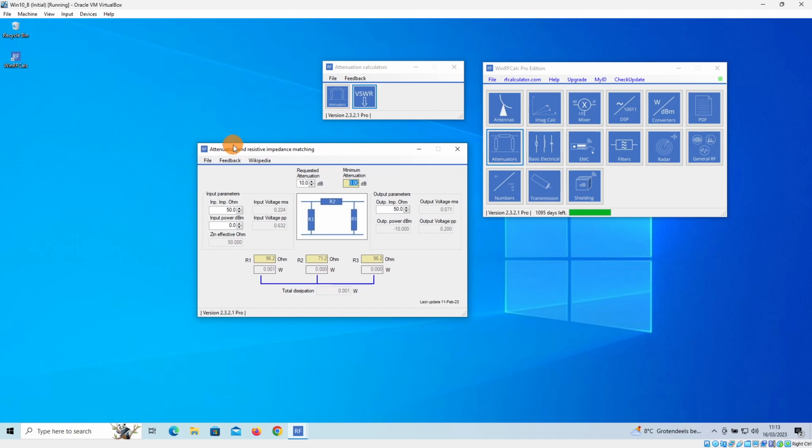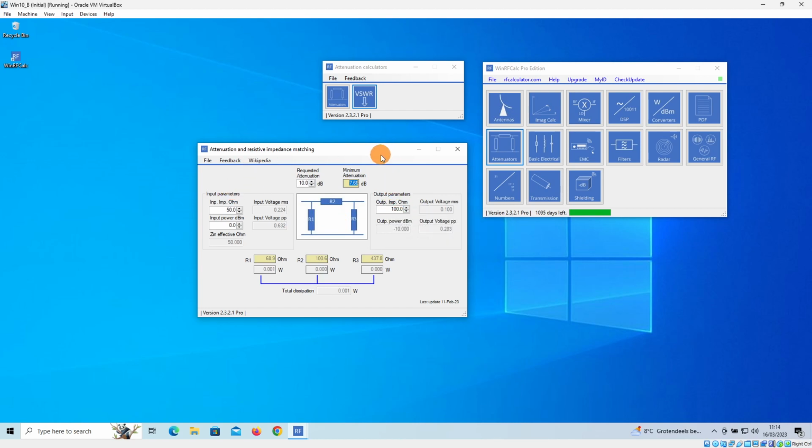This is the attenuation and resistive impedance matching calculator. This is the input side, and here you find the output side. On the input we have an impedance level of 50 ohms. There is a power level of 0 dBm at present, and we are at the moment looking at a load which is 50 ohms. So let's change this one to a 100 ohm impedance. So the requirement is to match 50 ohms to 100 ohms, making use of resistors.